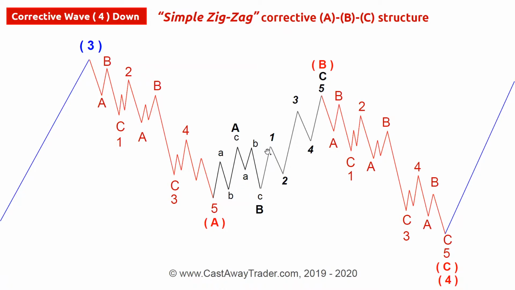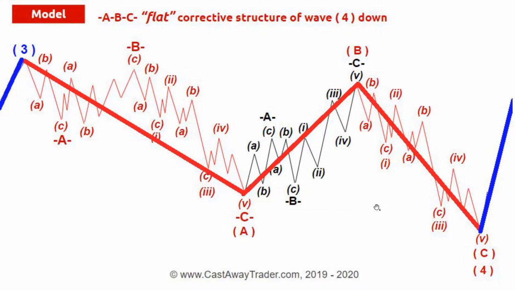Then it is followed by a pullback in wave B, which in majority of cases is subdivided into 3 waves, A, B, C, and the final wave C is always subdivided into 5 microwaves. This is why we call that specific fractal simple zigzag or 5-3-5. But there is another fractal which is much more common for financial markets. And this is what we will be talking about in that video. So it is called flat corrective structure.